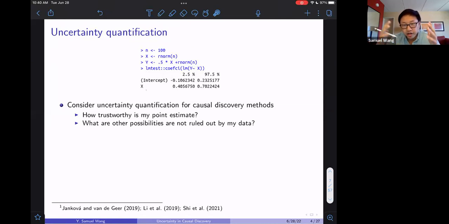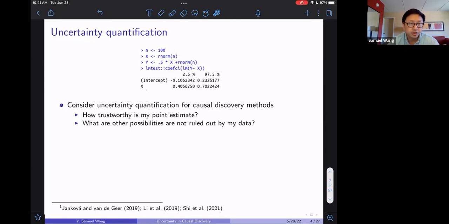Right, and so broadly speaking, there are at least two questions, right? So how trustworthy is my point estimate? What are other possibilities which are not ruled out by my data? Right? And so the width of the confidence interval might tell you how trustworthy your point estimate is. If it's quite wide, I can know that I don't have a lot of precision in my estimate. And moreover, not just the size of the confidence interval, but I'm probably also interested in the specific values contained in the interval, right? And that tells us in some sense, what are other possibilities that are not ruled out by my data?